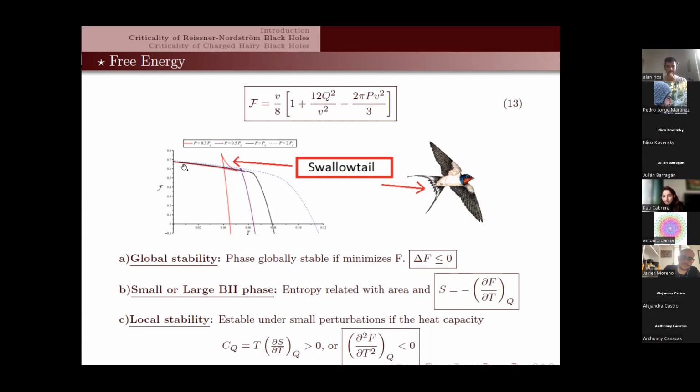And finally, the second derivative represents local stability. I mean, how the system reacts to a small variation of the thermodynamic variables. For example, this negative concavity shows stability, and that positive one shows that this phase is locally unstable.